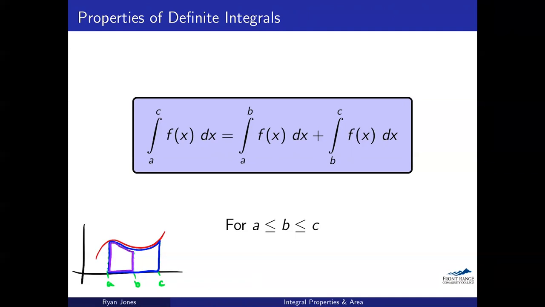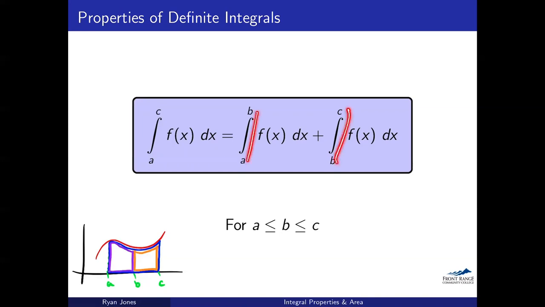And then separately, let's look at B to C in the orange. And if we add the purple and the orange together, that's going to give me the blue. And so in this scenario, really all we're doing is we're saying, hey, I've got limits of integration that go from A to C. And for whatever reason we decide we want to break it up. So instead of going from A to C, we go from A to B and then B to C.